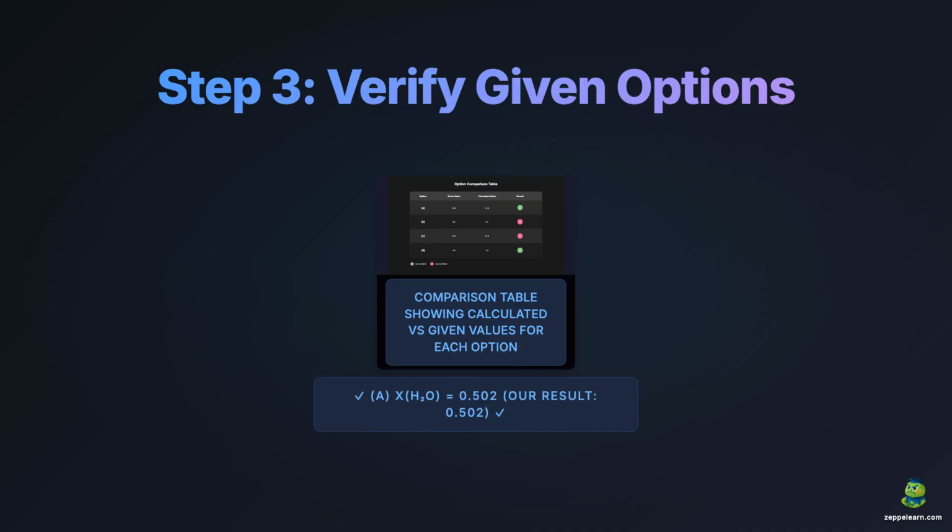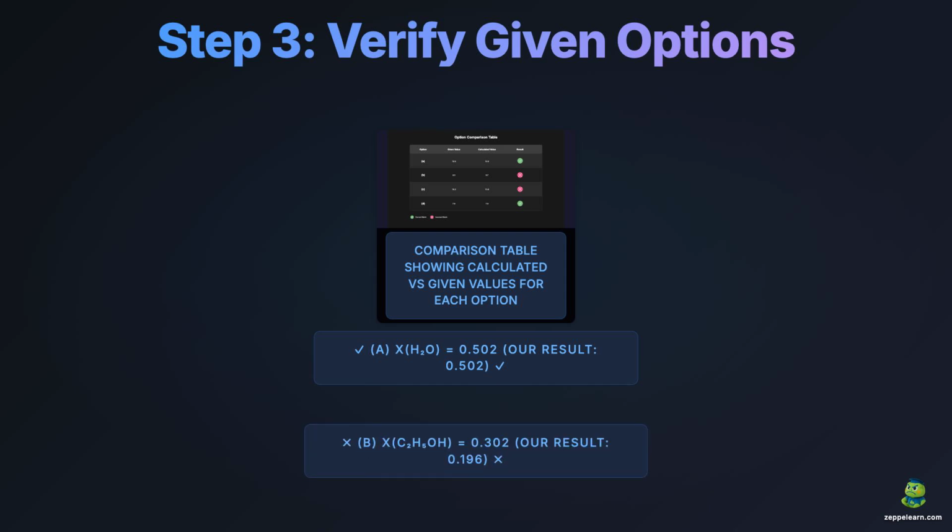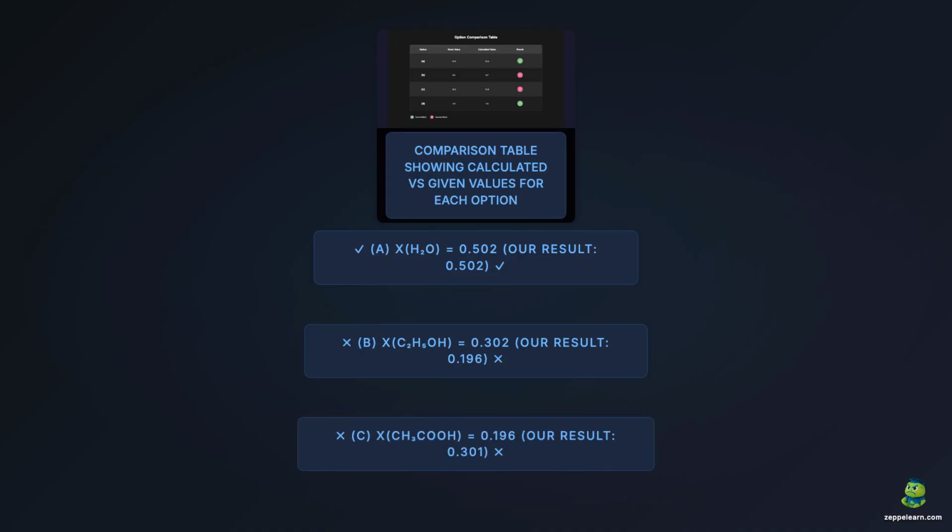Option A claims water mole fraction is 0.502, and our calculation gives exactly 0.502, so option A is correct. Option B claims ethanol mole fraction is 0.302, but our calculation gives 0.196, so option B is incorrect. Option C claims acetic acid mole fraction is 0.196, but our calculation gives 0.301, so option C is incorrect.